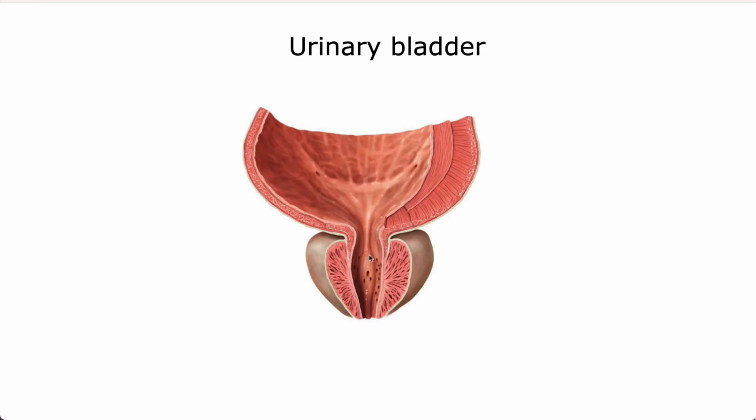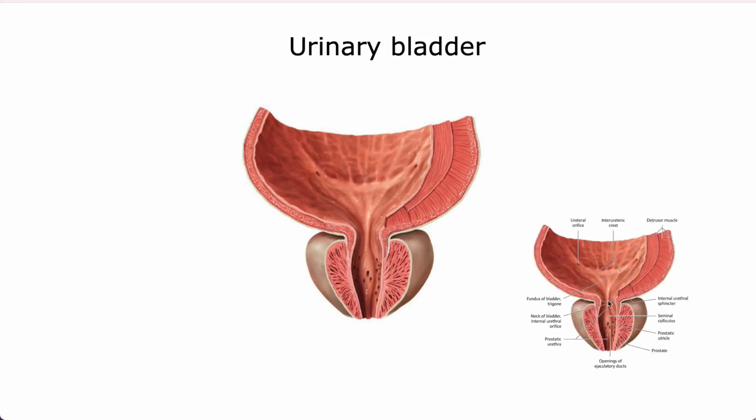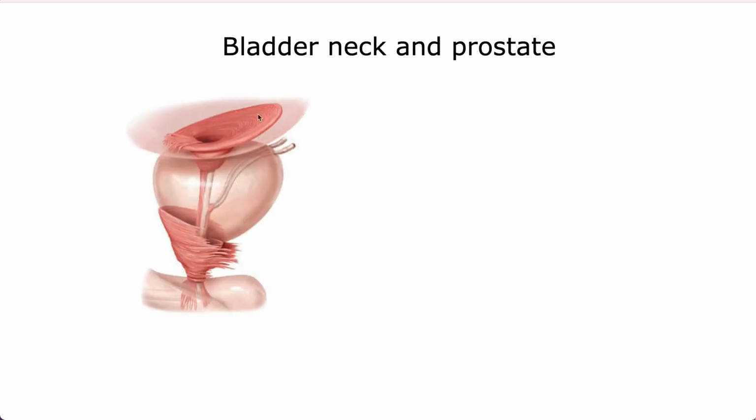Then this is the beginning of the urethra, and this part within the prostate we call the prostatic urethra. You can see here there are so many structures, but we are not talking about them at the moment. They are important, and I will be covering them in the next lecture, where I will be talking about the prostate and urethra. Then this is the labeled picture. Now we are just focused on the bladder neck.